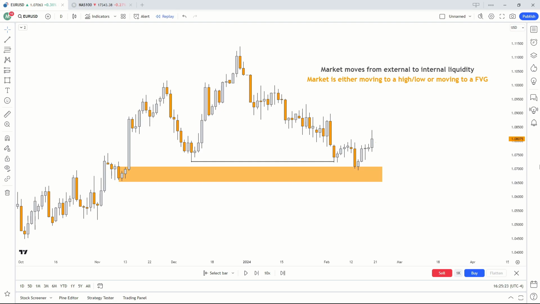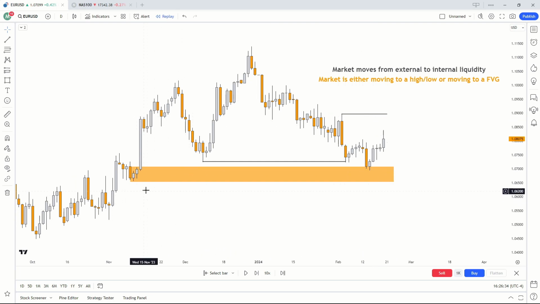As I said, our PD arrays such as old highs and old lows and fair value gaps are targets. These are targets which market would like to reach. So we need to outline those targets and realize where market is moving so we can catch in on that move. So a potential target could be this high right here, which I'm going to outline for now.